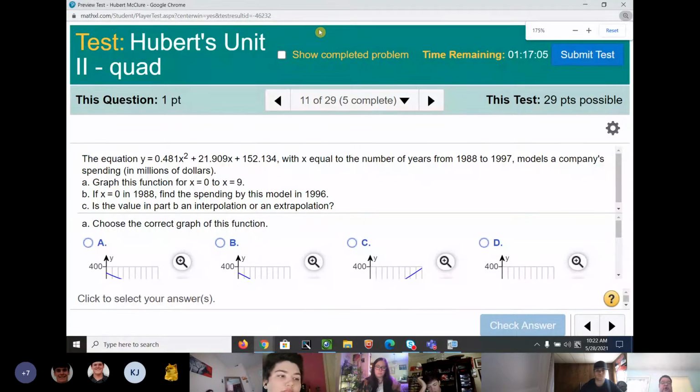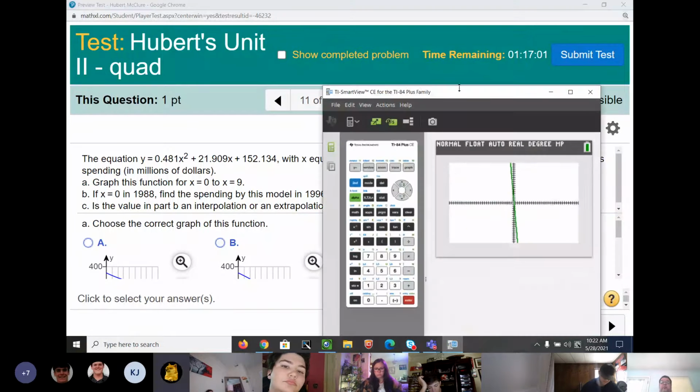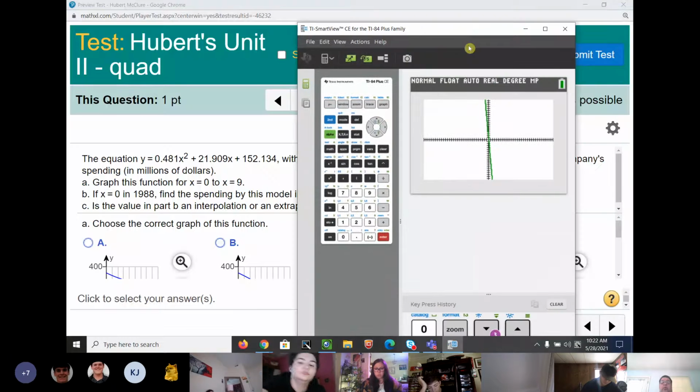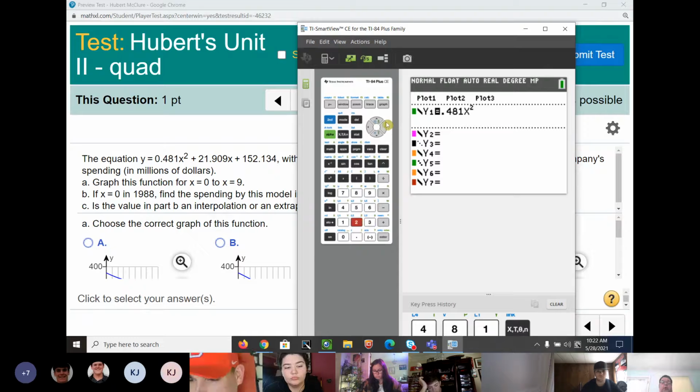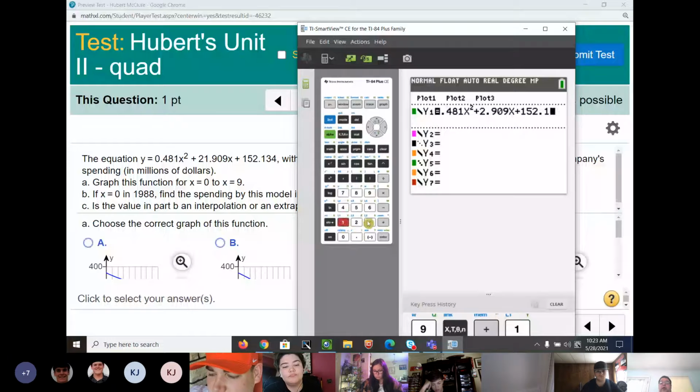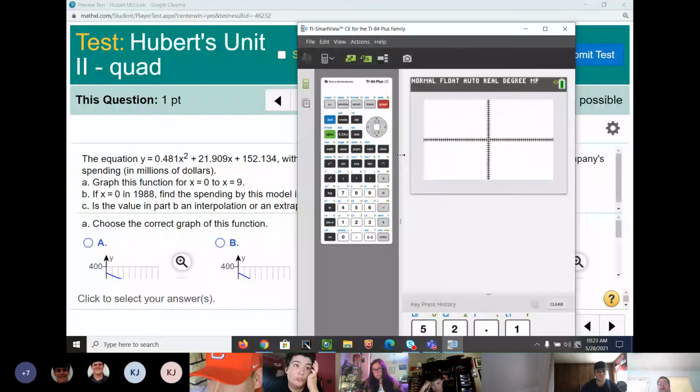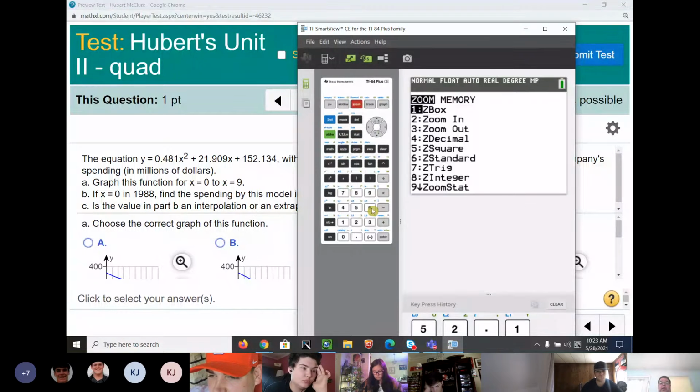All right, here we go. So we got our handy dandy calculator, and make sure you clear it. And y is equal to 0.481x squared plus 21.909x plus 152.134, and graph. And I don't know if you're going to be able to see anything, so I'm going to hit zoom standard and zoom fit.